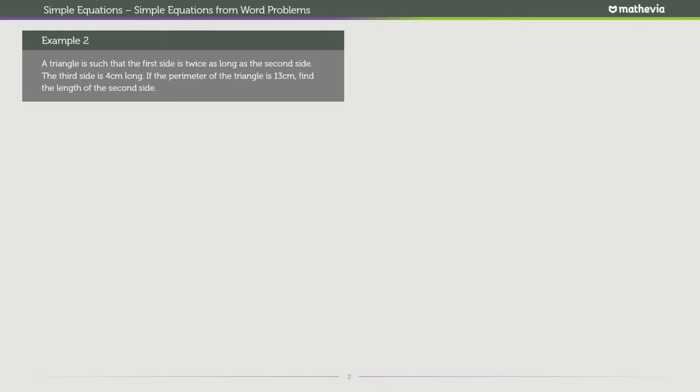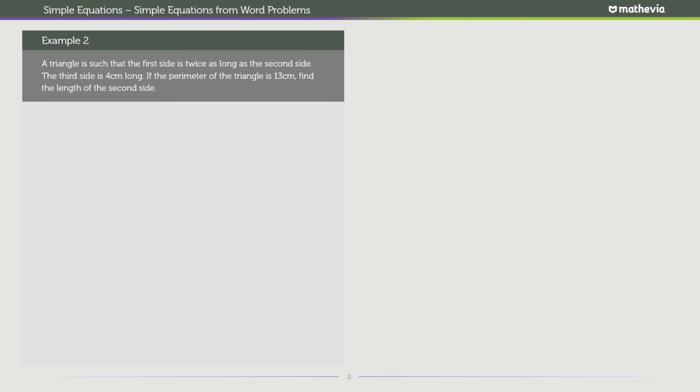Okay, now we have this triangle. Obviously, a triangle has 3 sides, and basically, the first side is 2 times longer than the second side. So it's twice as long as the second side. And then the third side is 4 centimeters long. So the second side is something, the first side is 2 times the length of the second side, and the third side is 4 centimeters long. Now, the perimeter of the triangle, i.e. when you add all 3 sides together, is 13 cm. And with that information, we've been asked to find the length of the second side.